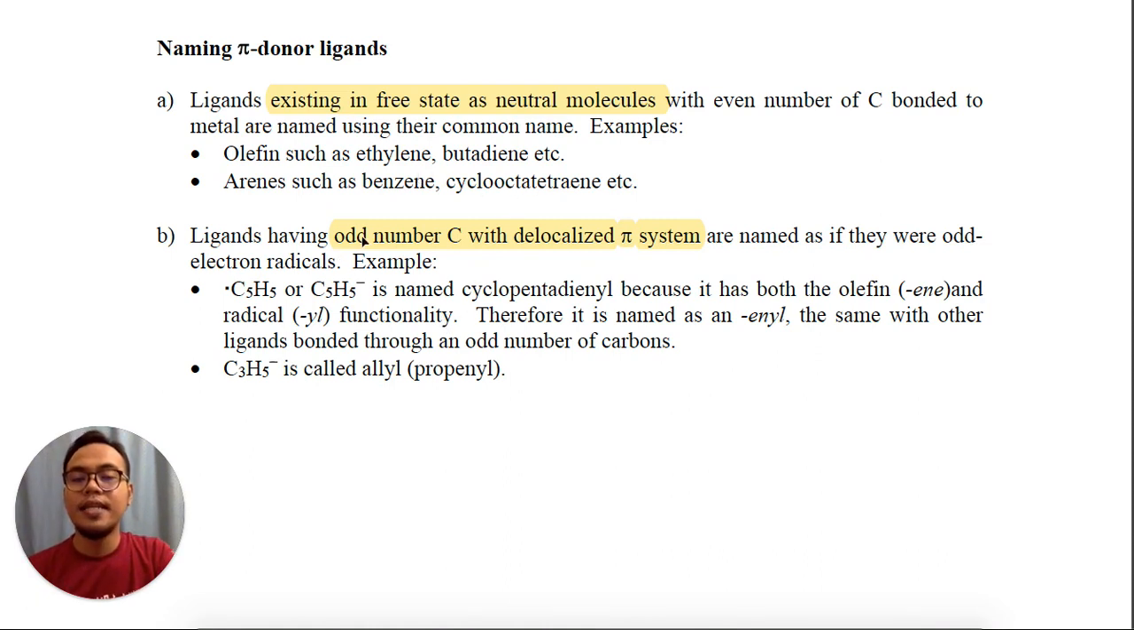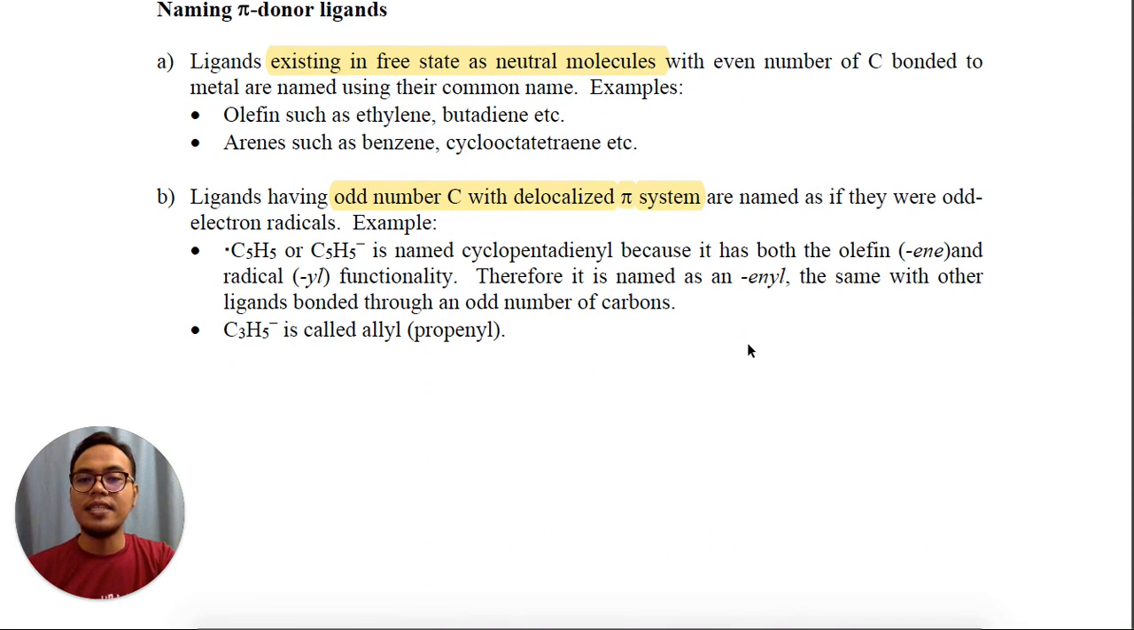But ligands having an odd number of carbons with a localized pi system are named as if they were odd electron radicals. Odd electron radicals, for example, C5H5 radical, or sometimes simply written as C5H5 negative. This is cyclopentadienyl. So it has both the olefin functionality and also radical functionality. So that's why it is called cyclopentadienyl instead of cyclopentadiene. So we have olefin functionality. We also have radical functionality. So therefore, it is named as -yl or -enyl. The same with other ligands bonded through an odd number of carbons, C3, C5, and so forth. So C3, for example, we call it allyl. It is coming from the word propene, but the common name is allyl.